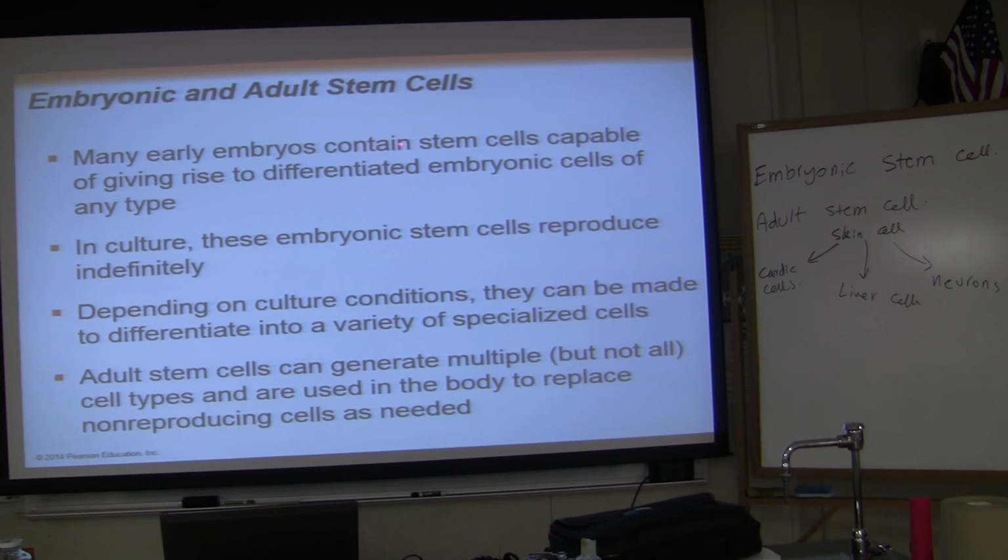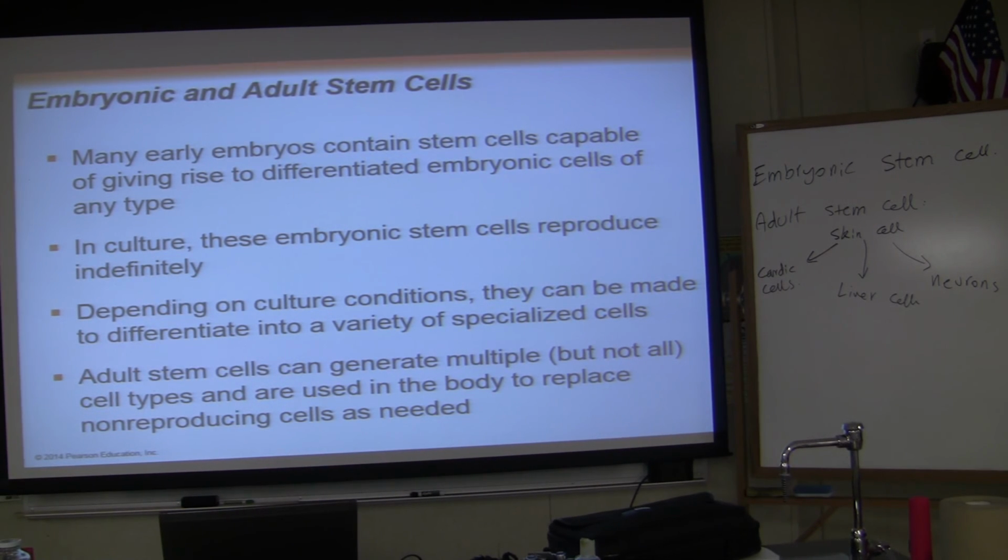Many early embryos contain stem cells capable of giving rise to differentiated embryonic cells of any type. In culture, these embryonic stem cells reproduce indefinitely, as I talked about. Depending on culture conditions, they can be made to differentiate into a variety of specialized cells. That's what I talked about. If in a culture you put growth hormone and other hormones, it will differentiate into different types of cells.